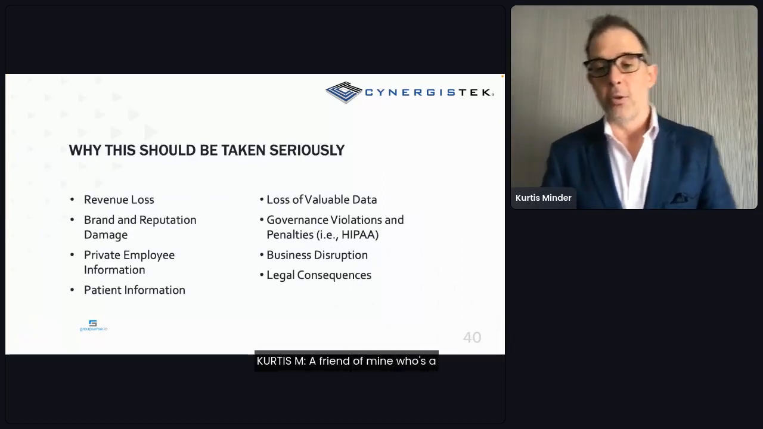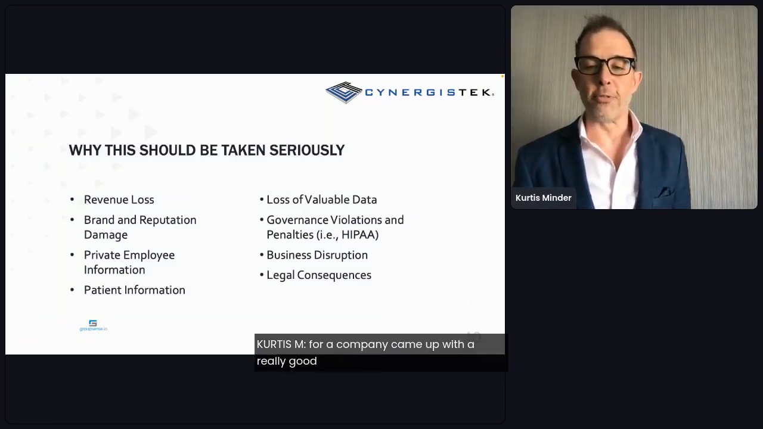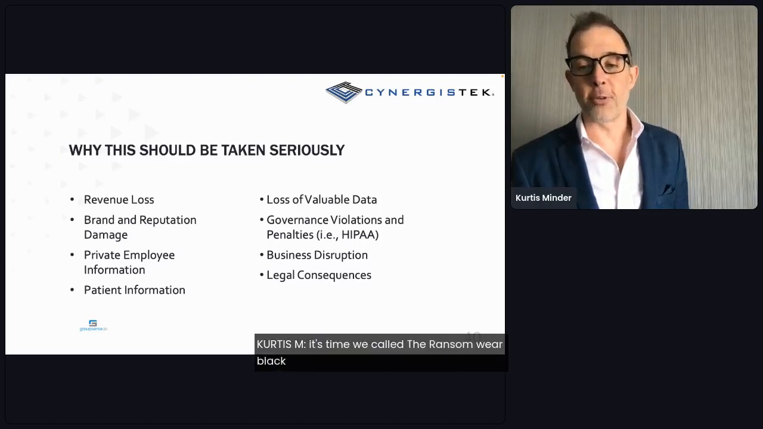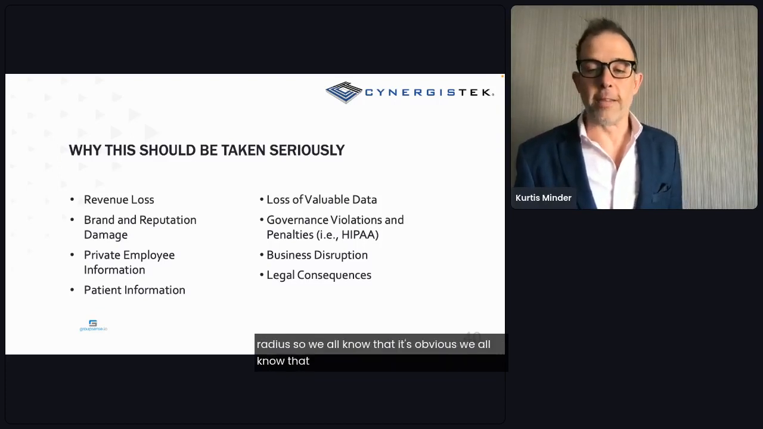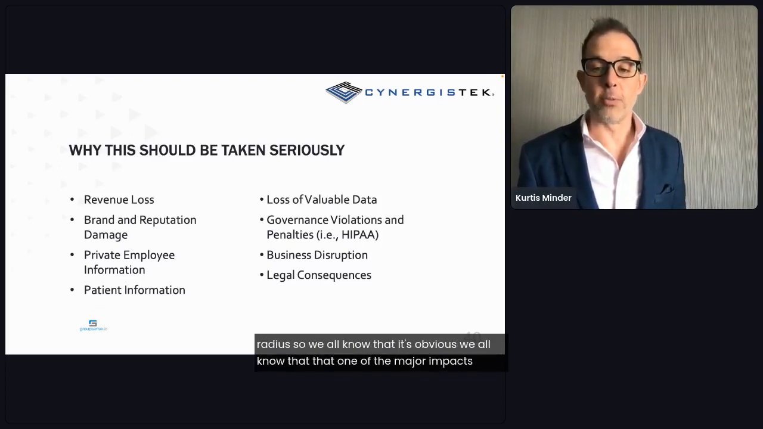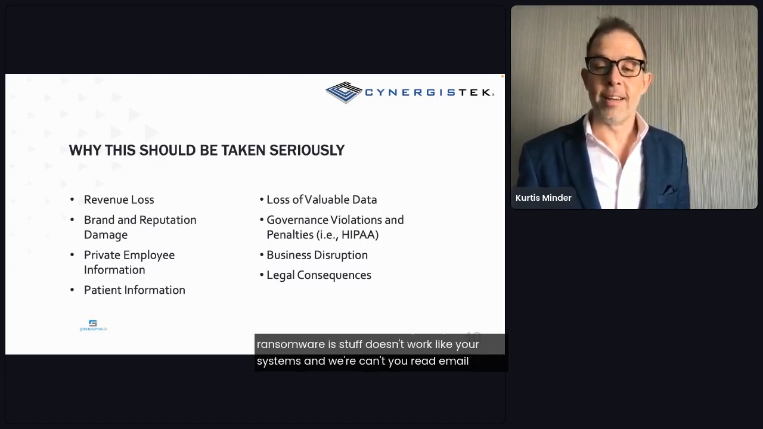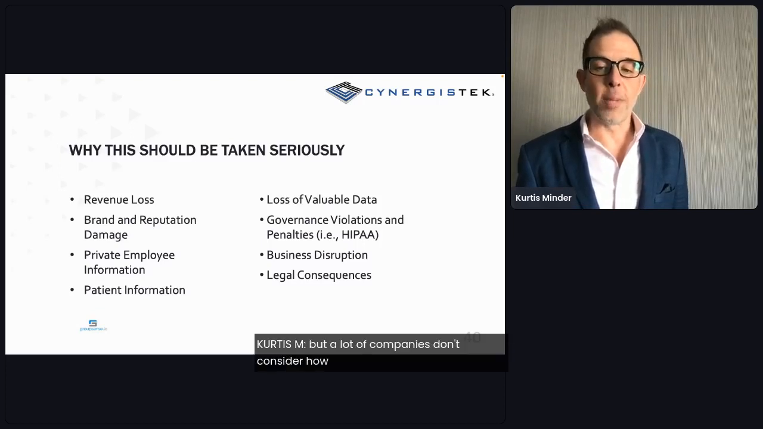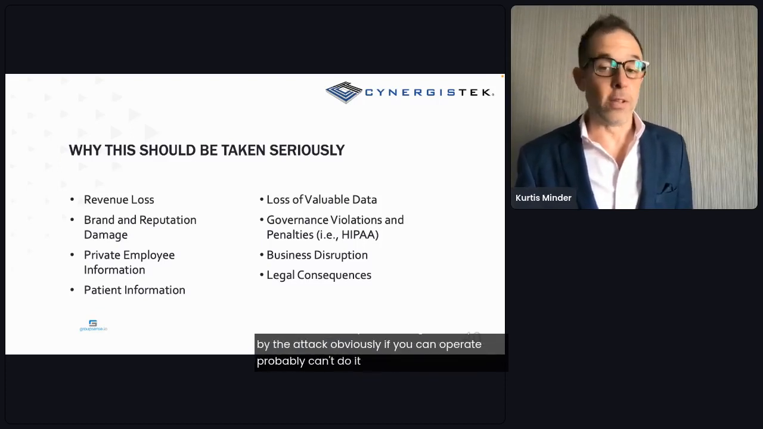A friend of mine who's a marketer for a well-known software company came up with a really good phrase that I like to steal here. We call it the ransomware blast radius. We all know that one of the major impacts of ransomware is that stuff doesn't work. Your systems don't work, you can't use your email. It's an operational impact. But a lot of companies don't consider how many other things are impacted by the attack. Obviously, if you can't operate, you probably can't do business, you're not making money.